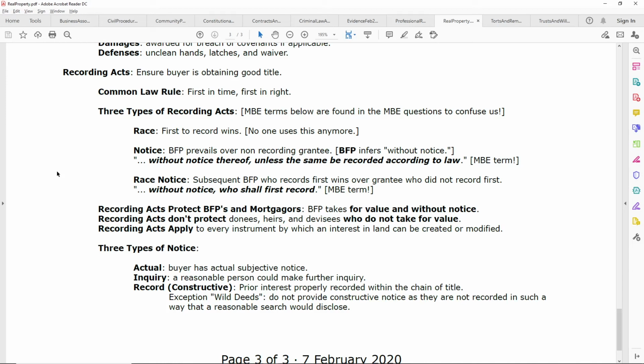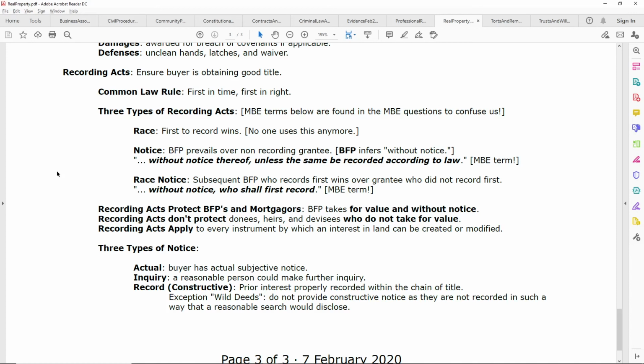MBE term: recording acts protect BFPs and mortgagees. A BFP takes for value and without notice. Recording acts don't protect donees, heirs, and devisees who do not take for value. Recording acts apply to every instrument by which an interest in land can be created or modified.